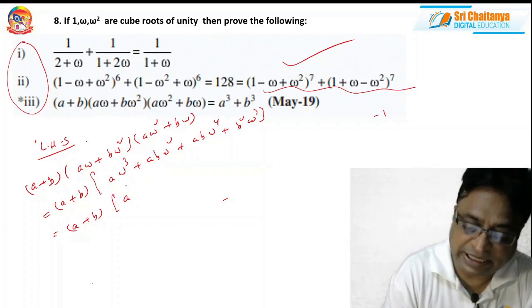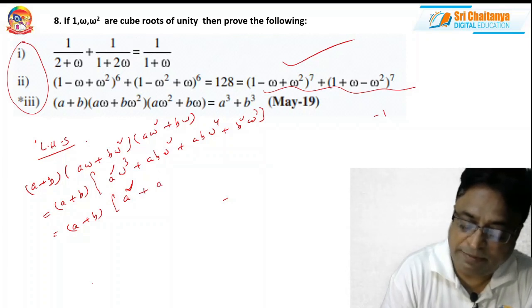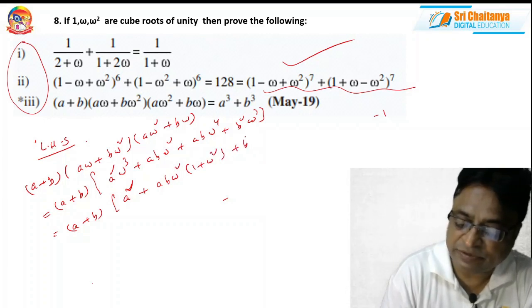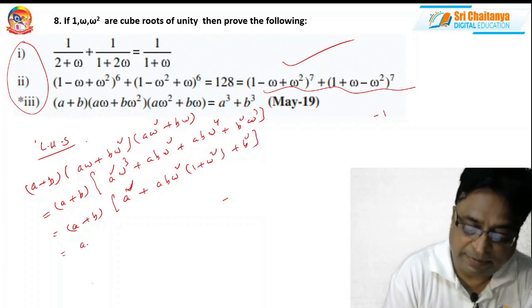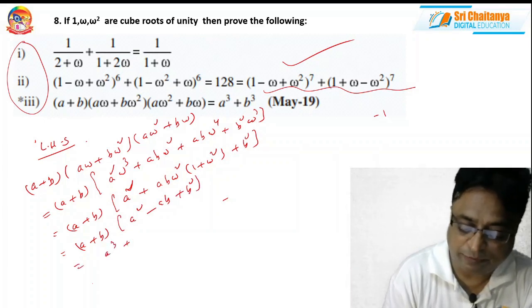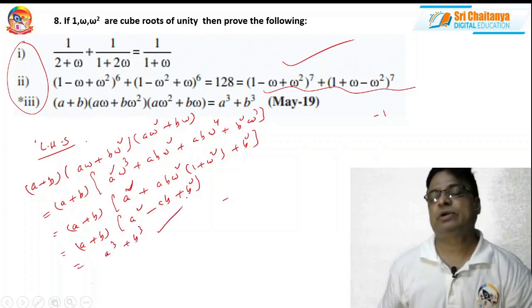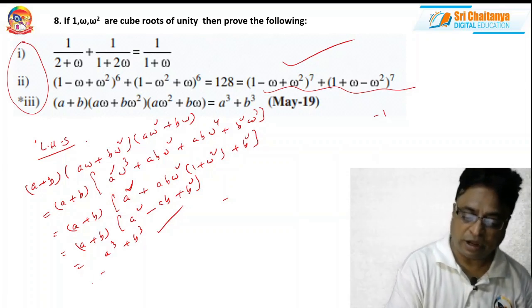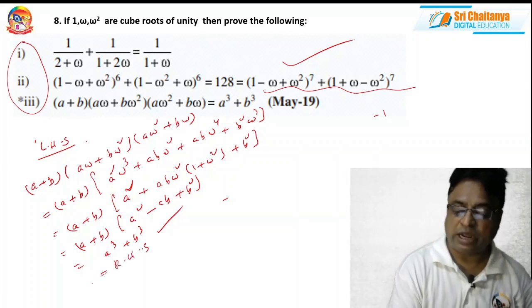Next, this is again A square omega square, A square, and you take AB omega square as common, you get 1 plus omega square, and this is B square. So finally I get A plus B into A square minus AB plus B square. So this is nothing but A cube plus B cube. That's all, it is equal to RHS. So I got this result.